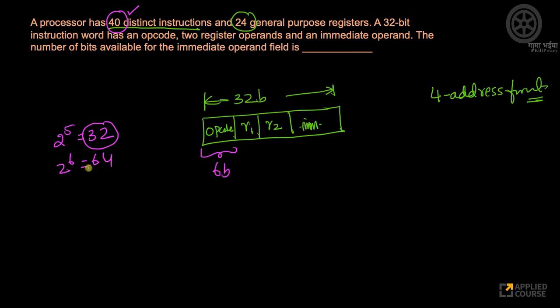Of course, all these 64 combinations will not be used. Only 40 of them will be used. And I have 24 general purpose registers, right? So what is 2 power 4? 2 power 4 is 16. 2 power 5 is 32.